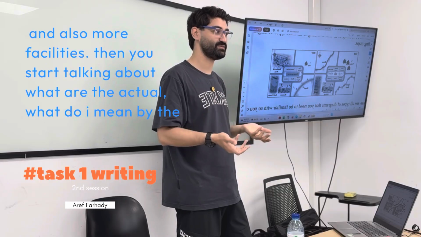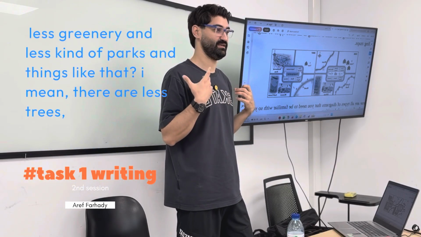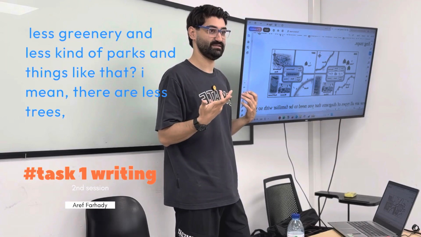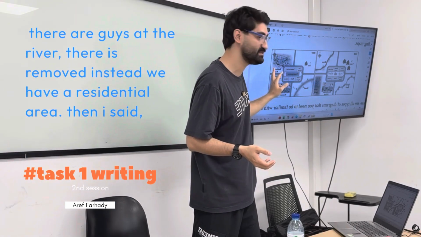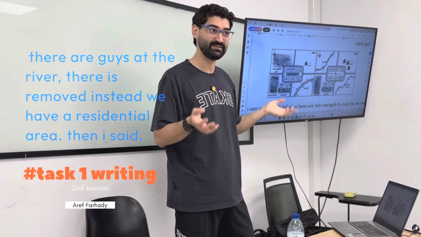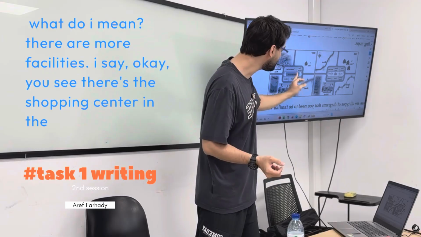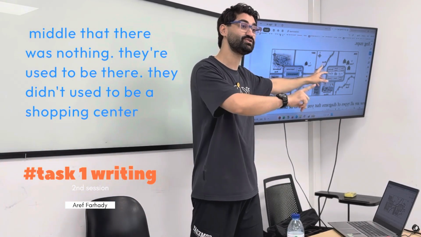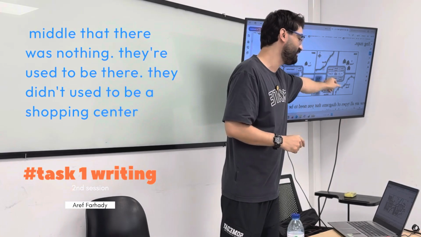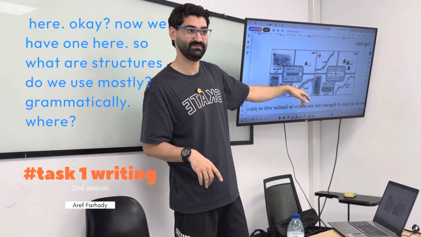Then you start talking about what I mean by less green area and fewer parks. I mean, there are fewer trees, the river is removed, instead we have a residential area. Then I say, what do I mean there are more facilities? I say, okay, you see there's a shopping center in the middle where there was nothing. There didn't used to be a shopping center here. Now we have one here.